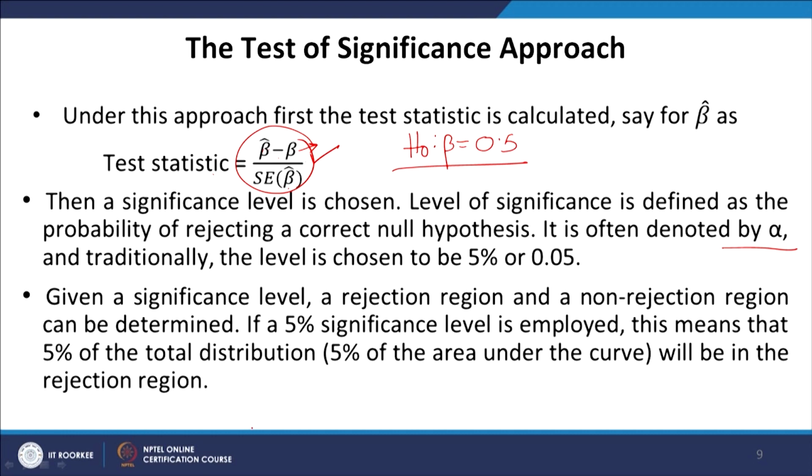Now, given a significance level, a rejection region and a non-rejection region can be determined. If a 5% significance level is employed, this means that 5% of the total distribution, that is 5% of the area under the distribution curve, will be in the rejection region. And if my test statistic falls in that region, we will reject the null hypothesis, otherwise we will not.